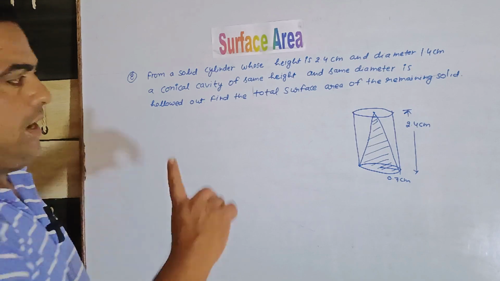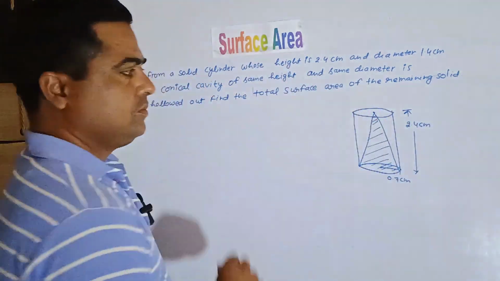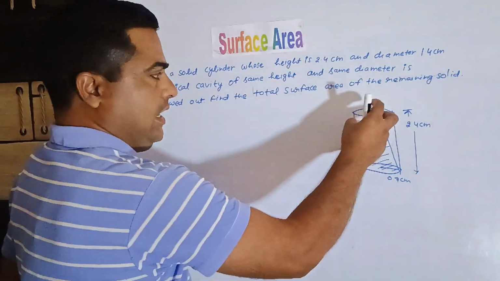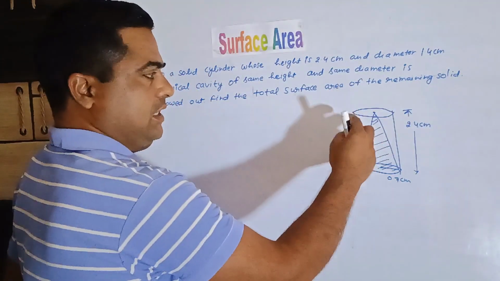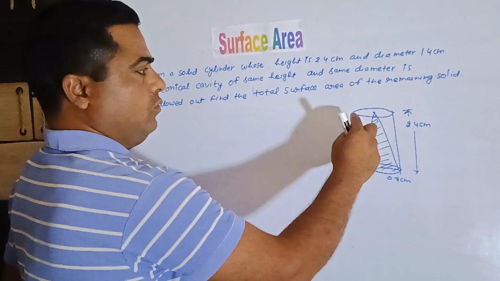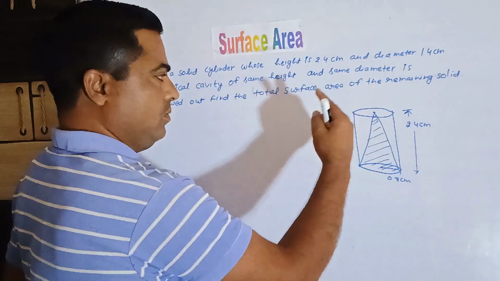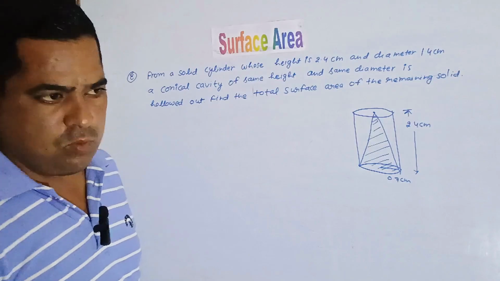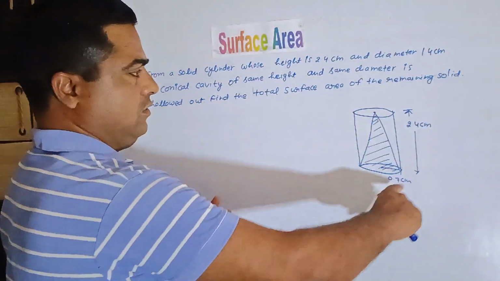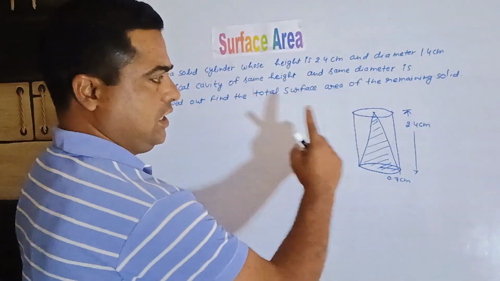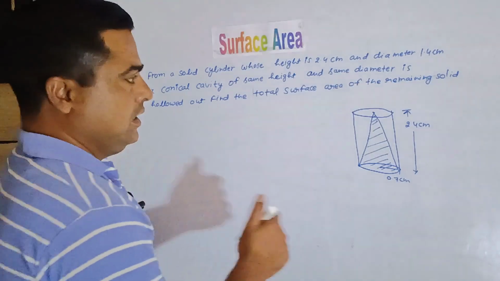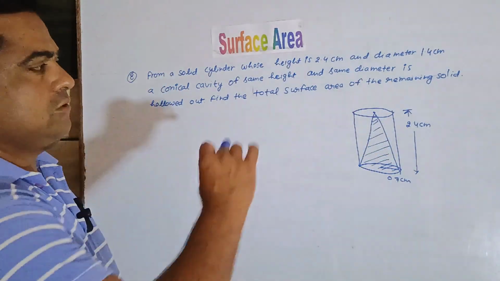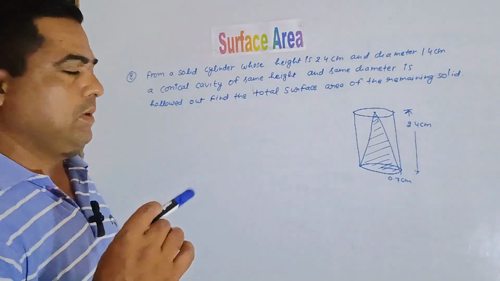Okay, so we can paint the curved surface area of the cylinder. You can paint the area of this circle, and we have a conical cavity inside. Correct? So we have a conical hole inside. We can paint this curved surface area of the cone. It means the total surface area of this remaining solid will be the curved surface area of the cylinder plus the curved surface area of the cone plus the area of the circle. So this will be the total surface area of this remaining solid.